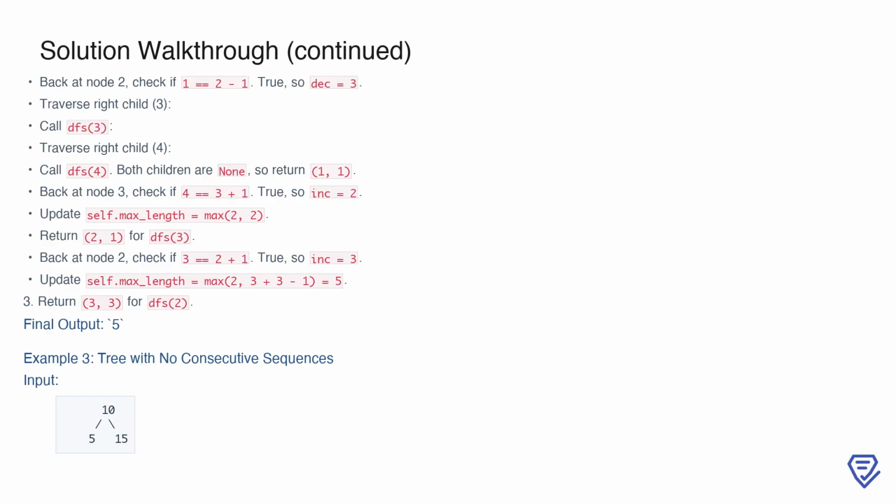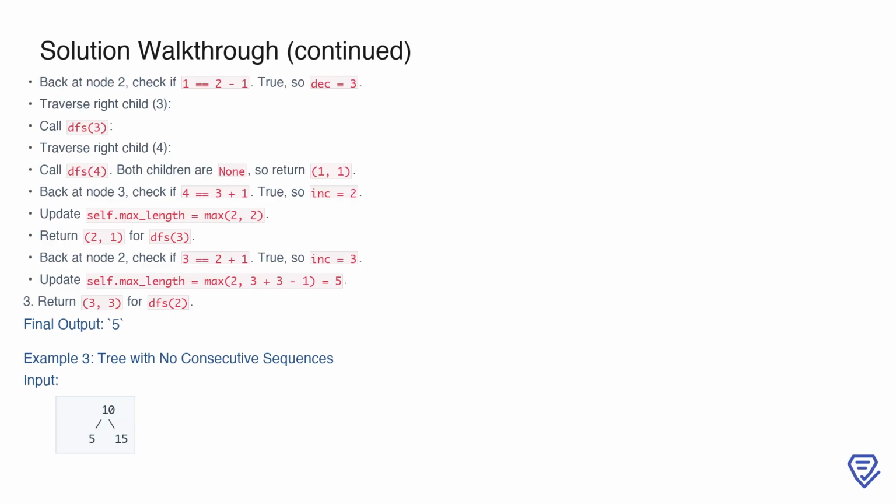Back at node 3, we find that 4 = 3 + 1, indicating an increasing sequence, so inc is updated to 2. The self.max_length remains 2 as the maximum of its current value and the sum of inc and dec minus 1. Node 3 then returns 2, 1.